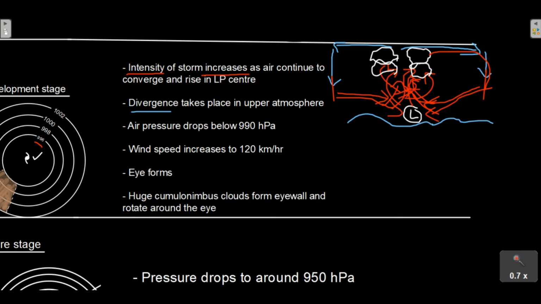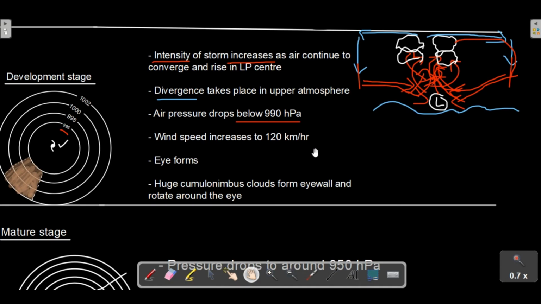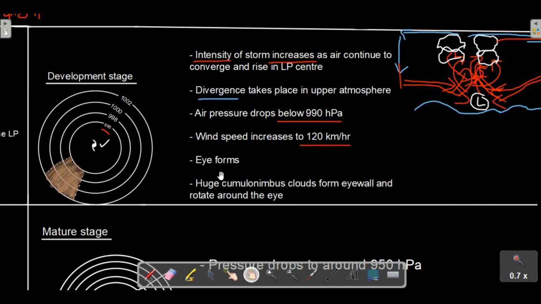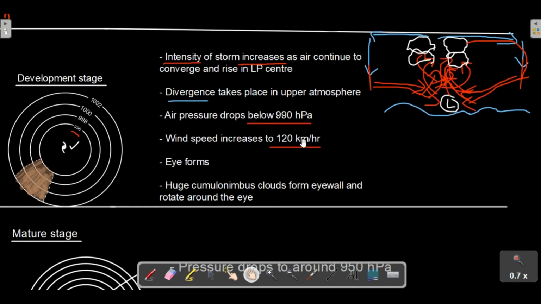It's the first time we're seeing that there. The air pressure now is below 990 hectopascals. Again, with the values, guys, it may differ from textbook to textbook, resource to resource. The wind speed now increases. It's about 120 kilometers per hour. From 60, it has almost doubled. So as you can see, more air is being attracted or pulled towards the low pressure at high speeds, 120 kilometers per hour.